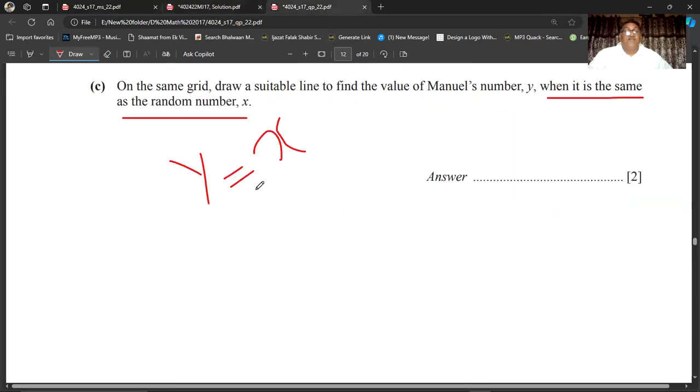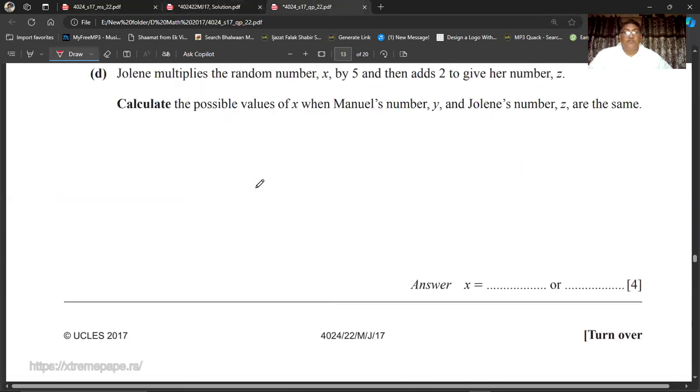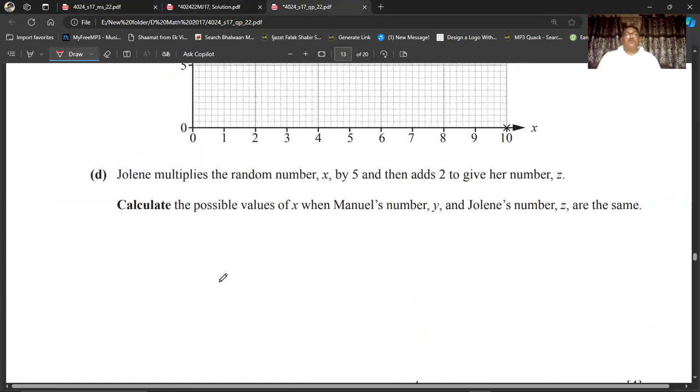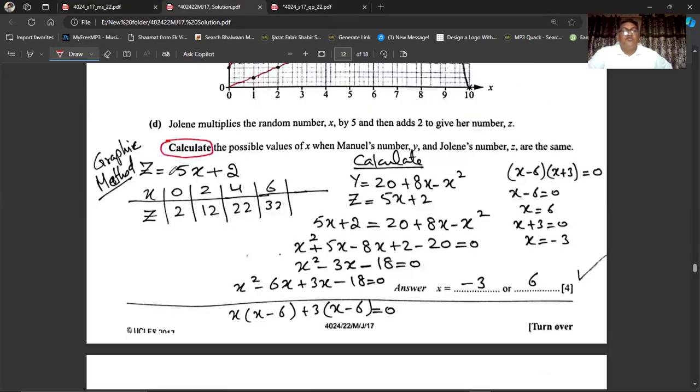This is the next part, a very tricky question. Jolene multiplies the random number x by 5 and then adds 2 to give her number z. So z will be equal to 5x plus 2.